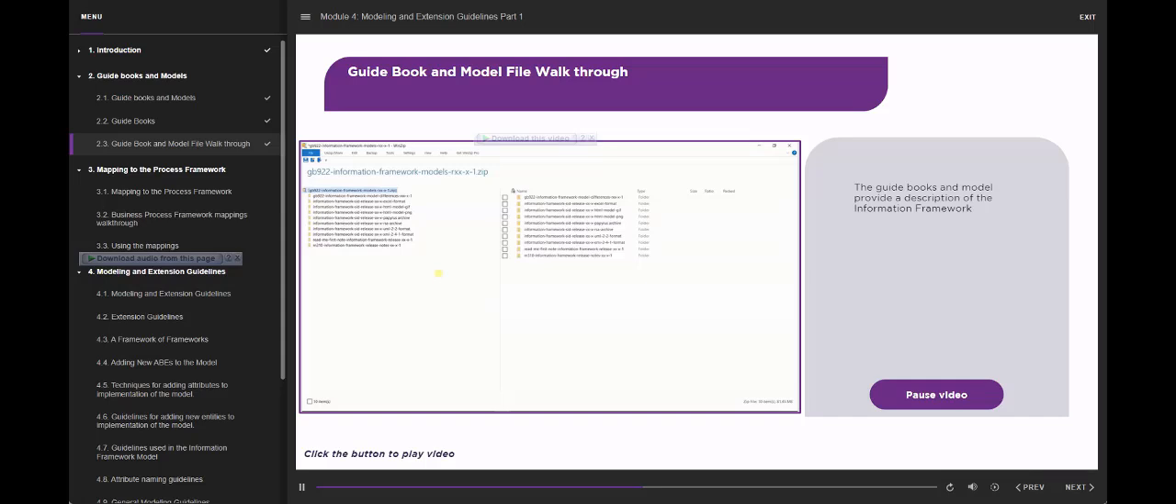Now you can see the various formats of the Information Framework model available to you, which can be downloaded from the Information Framework webpage. While not a model, there's an Excel spreadsheet that shows the differences between the current release and the prior release. Each folder contains a single file. In this case, it's an Excel file. There's an Excel format of the model that you can download.